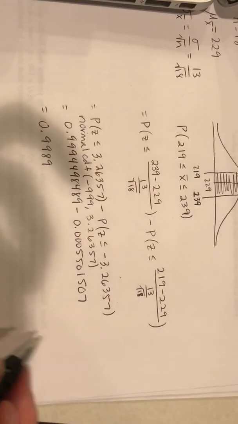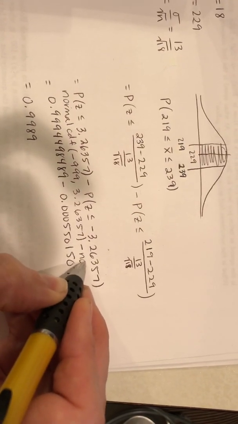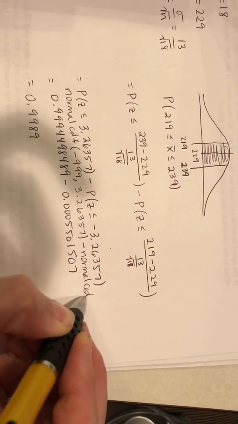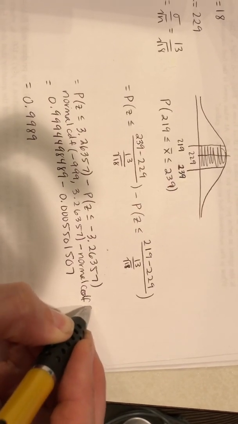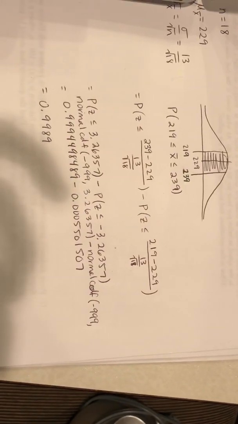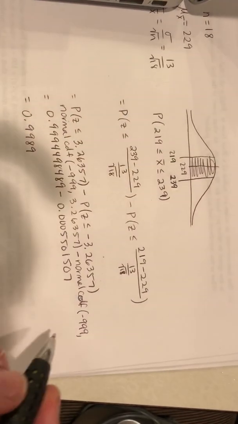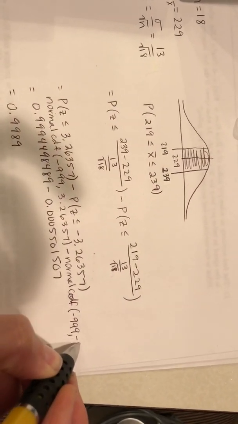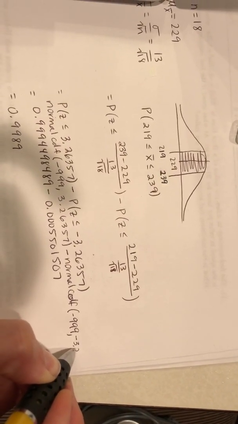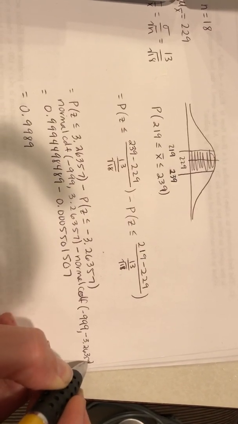So normal CDF, these 2 values, minus normal CDF, this time we're going from negative 999. Negative 999 is a sufficient value to represent negative infinity, so that's the left tail here. We're stopping this time at negative 3.26357. Okay, so that in the calculator, if you haven't done that already.